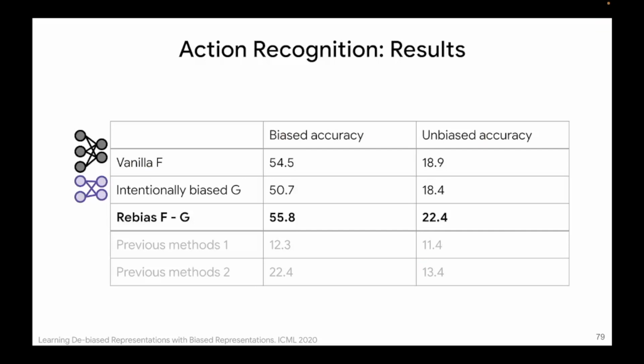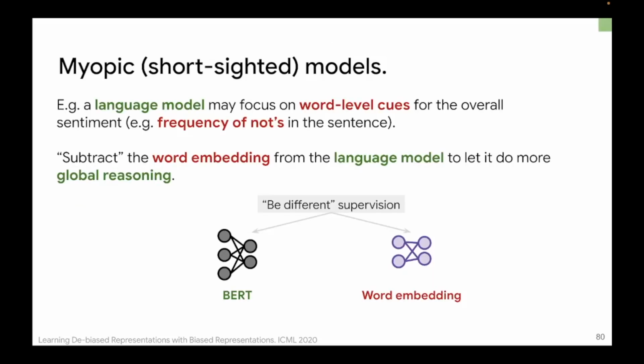So if you take a look at the original model, it gives you 18.9% unbiased accuracy, meaning that it's highly biased. The intentionally biased model gives you around the same kind of accuracy, 18.4%. But if you do this kind of debiasing using the intentionally biased model, then you get slightly better performance here, 22.4%. So it seems to work here a little bit as well.